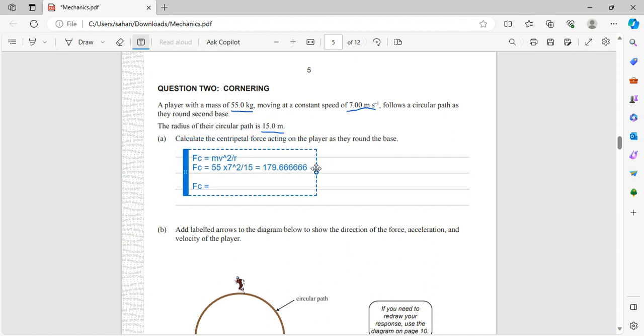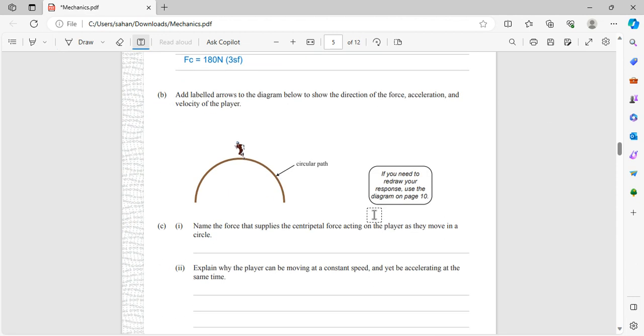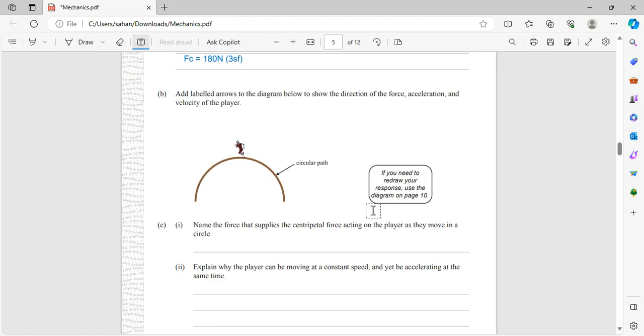Let me actually move this down. Okay. Looks like they're all rounded to 3 significant figures. So I'm going to go 180 newtons to 3 significant figures. Okay. Cool. So that is pretty much that. Okay, that's it for that question.